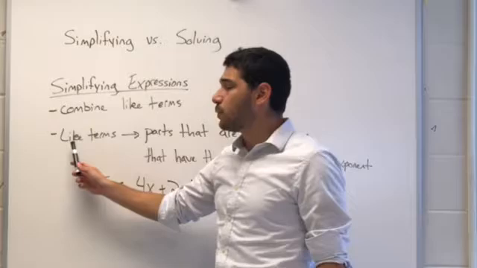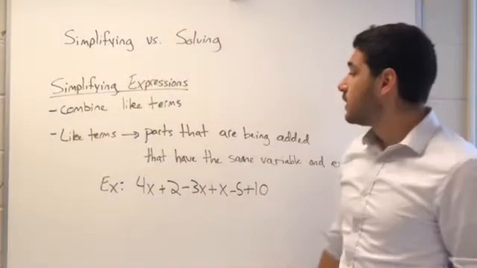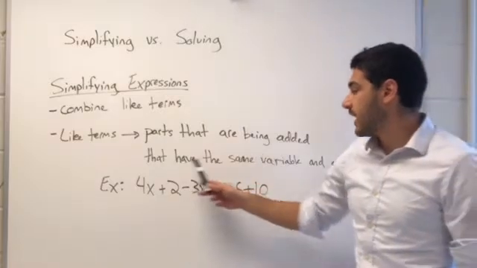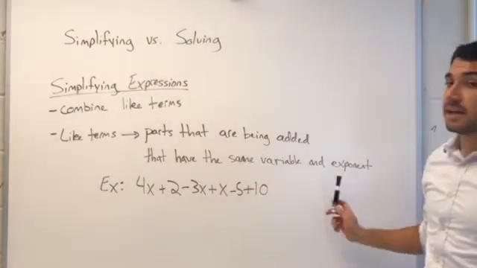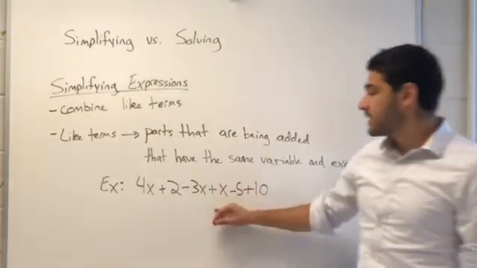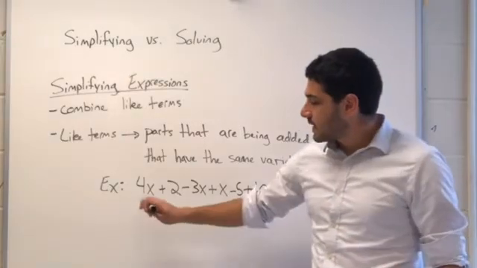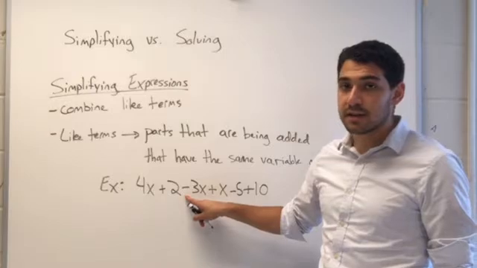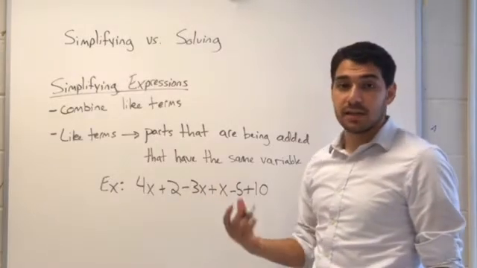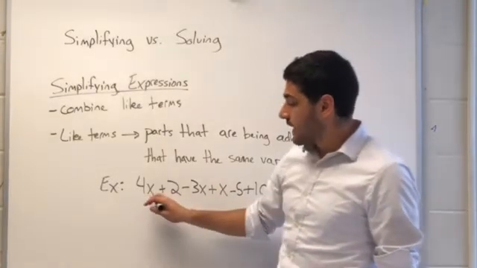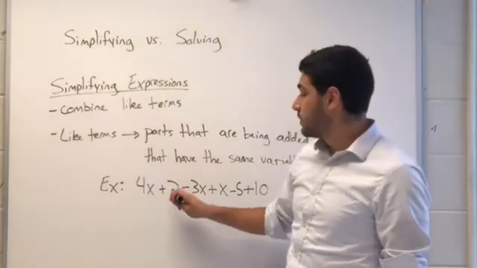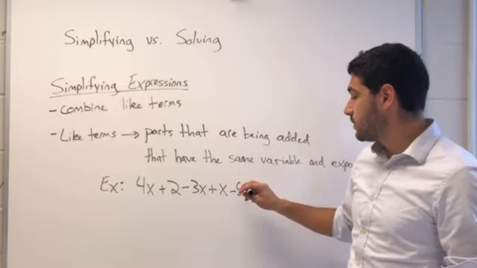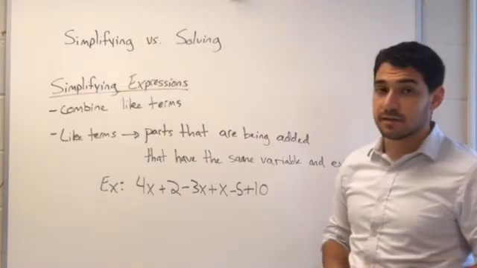First thing you need to know, what does like terms mean? Like terms are the parts that are being added, and they have the same variable with the same exponent. So in this example, each piece that's being added, every time there's an addition or subtraction sign, it separates each term. So 4x is going to be one term, 2 is another term, 3x is a term, x is a term, 5 is a term, and 10 is a term.